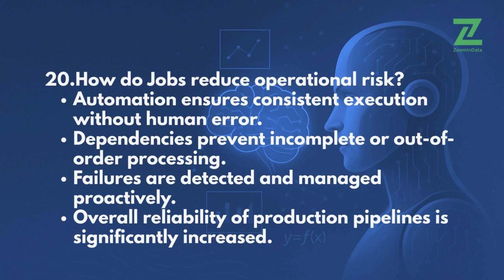How do jobs reduce operational risk? Automation ensures consistent execution without human error. Dependencies prevent incomplete or out-of-order processing. Failures are detected and managed proactively. Overall reliability of production pipelines is significantly increased.